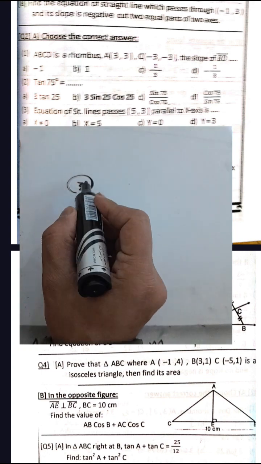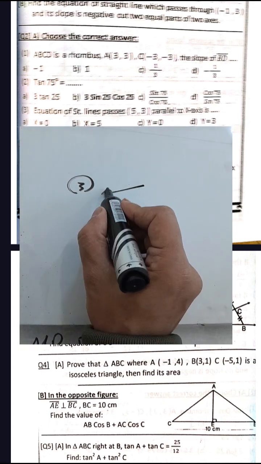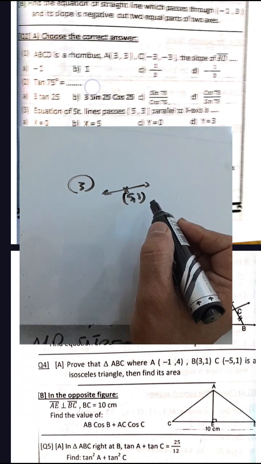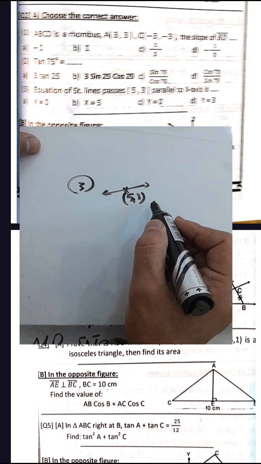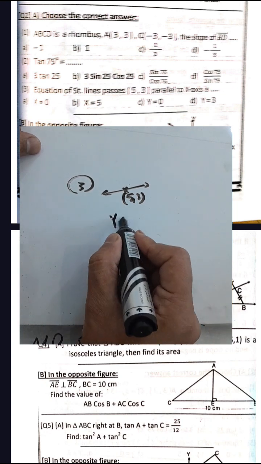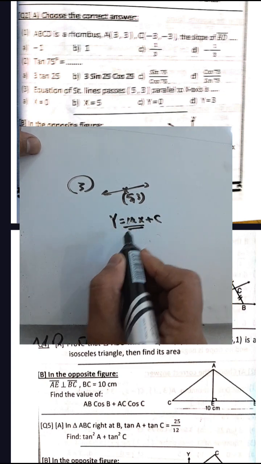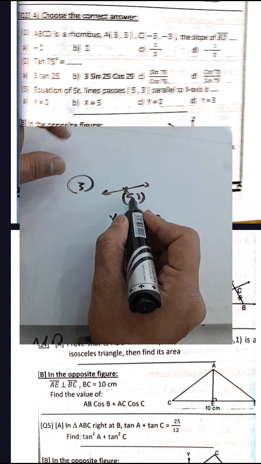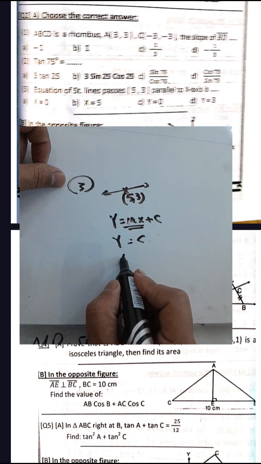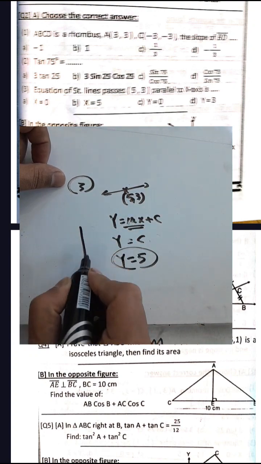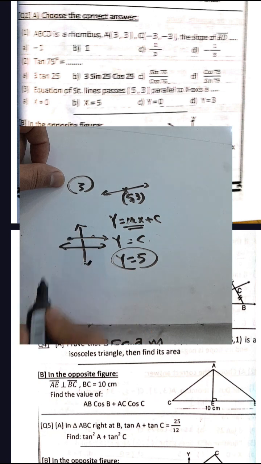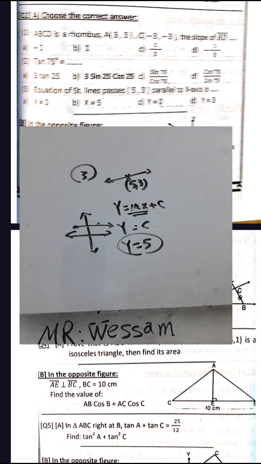Question number 3: the equation of the straight line passing through the point (5, 3) and parallel to the x-axis. Parallel to the x-axis means the slope will be 0. If we write y equals mx plus c, then y equals c. If we put this point in the equation, the constant will be y, so y equals 3. This is the equation of the straight line passing through the point (5, 3) and parallel to the x-axis. The slope of it will be 0.